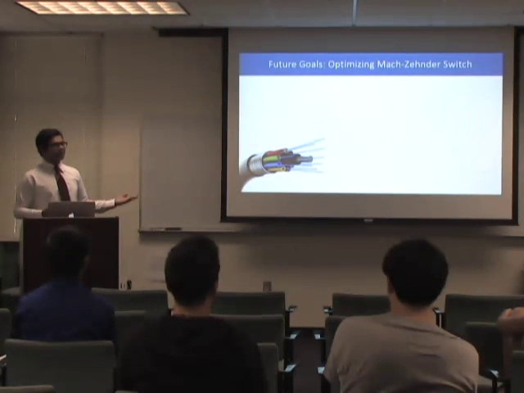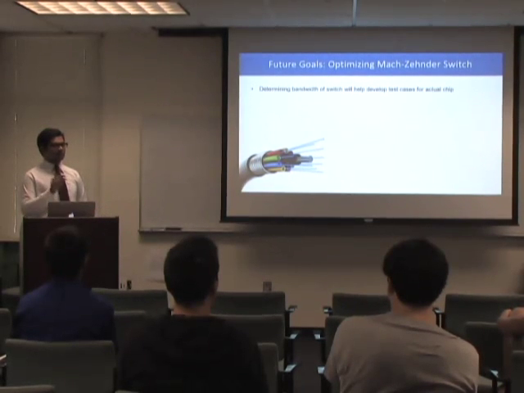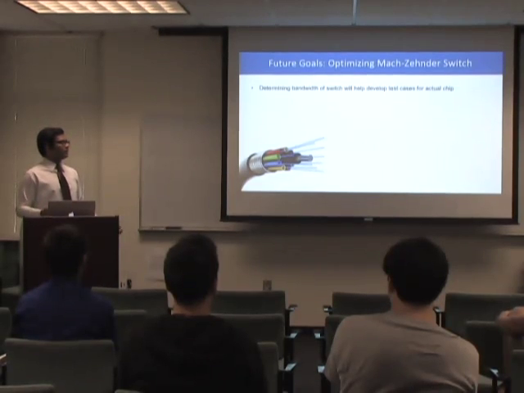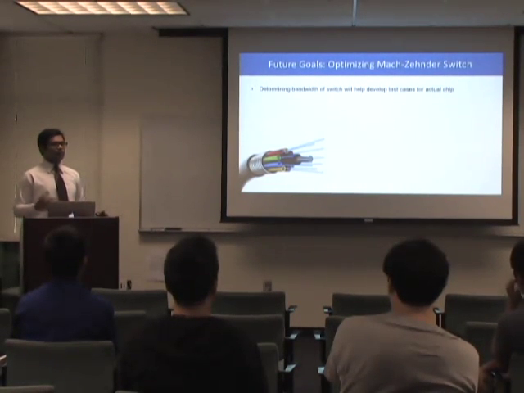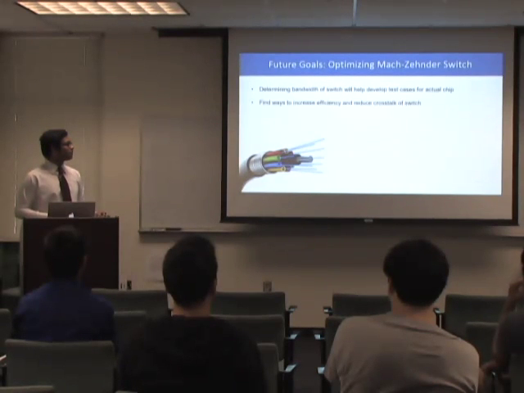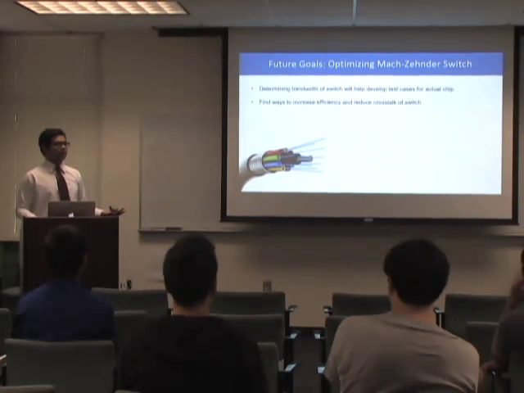So my future goal is to continue trying to determine the bandwidth of the switch, mainly because there's always the possibility that one parameter was incorrect because of some unusual reason. By determining the bandwidth of the switch, we can then develop test cases for the switch once it actually arrives from fabrication. And if it does turn out that the switch wasn't designed properly, then I can find ways to increase efficiency as well as reduce the crosstalk of the switch.